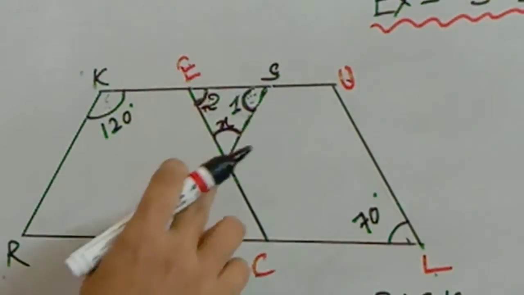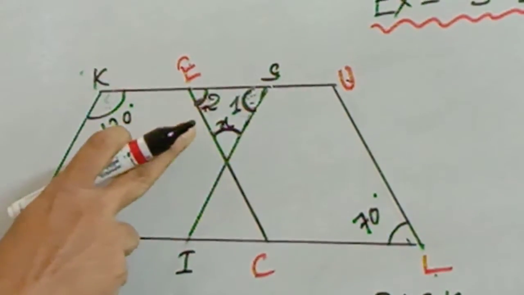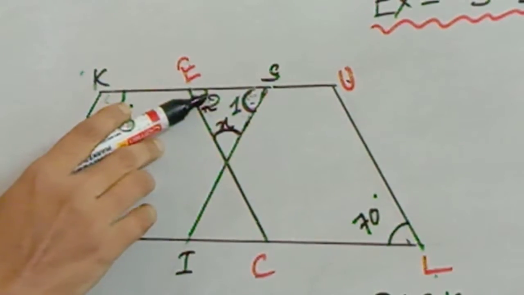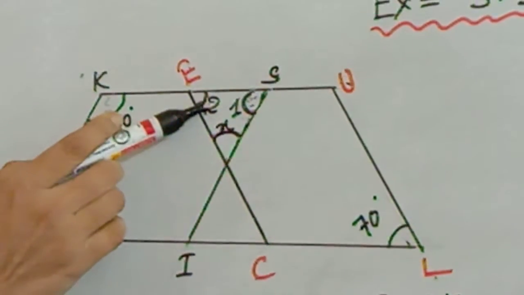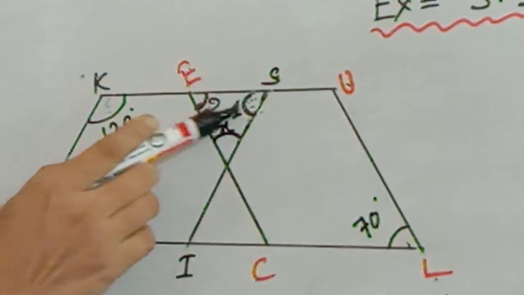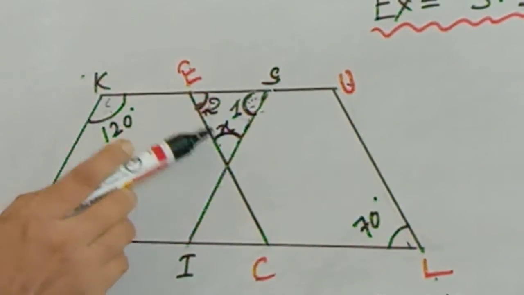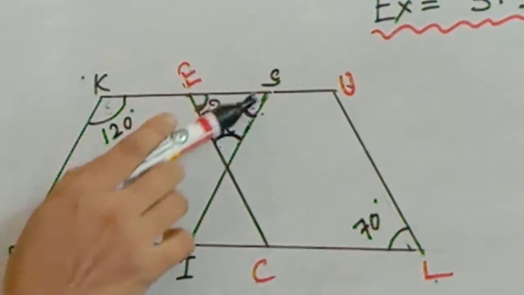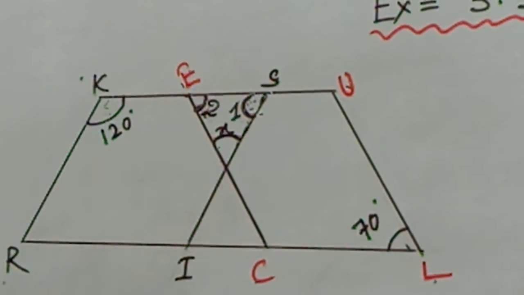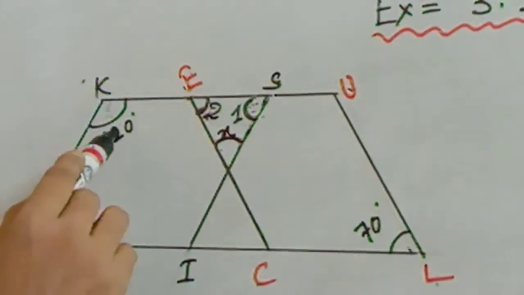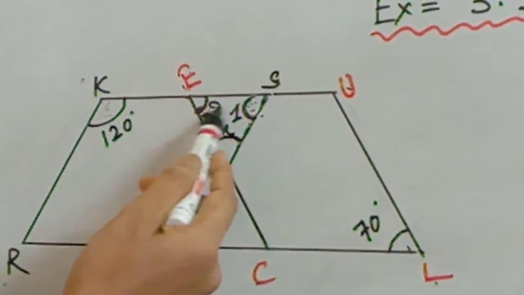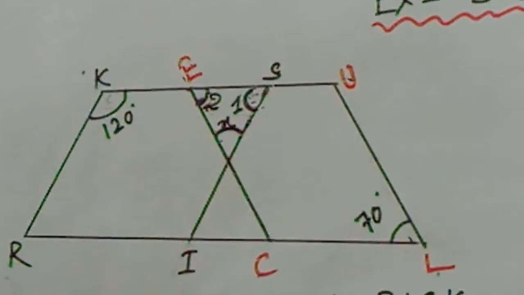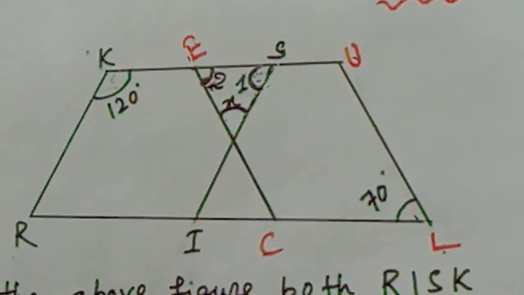So to find the value of x, we need to find the measurement of angle 1 and the measurement of angle 2. If I get these two values, then we can find the value of x because it is a triangle. And you know that the angle sum of a triangle is equal to 180 degrees. So first of all, you have to find any one angle, either angle 1 or angle 2. Say angle 2.